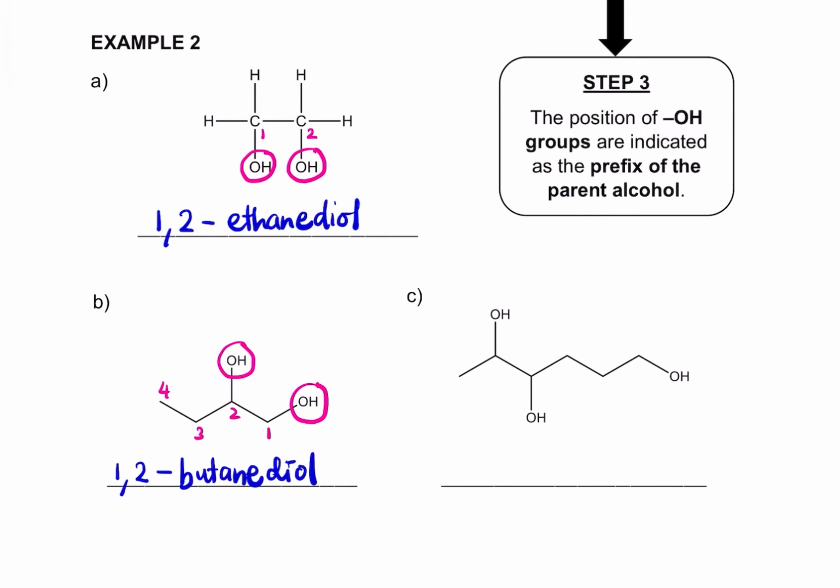Now let's go to structure C. I got my OH groups where I'm going to start by trial and error for numbering of both sides.